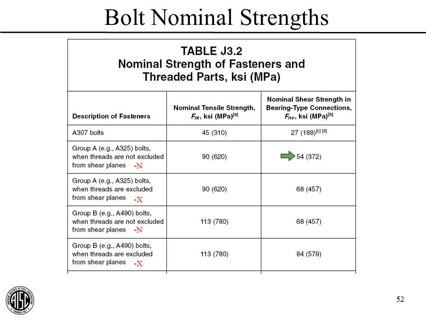So we're going to be using 54 KSI a lot. Notice that the nominal tensile strength doesn't change because the bolt's going to fail at the threads either way in tension. Notice group B, same deal. It's just that the strengths are higher there. Note there's also these handy hints there if we forget what's in group A and what's in group B.